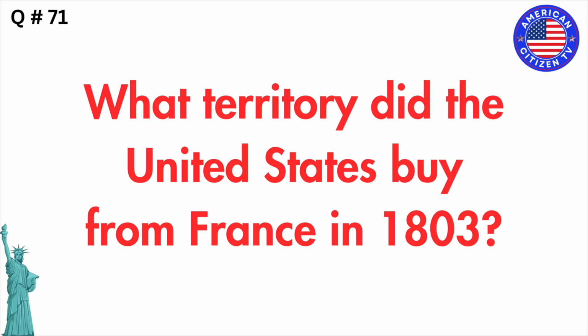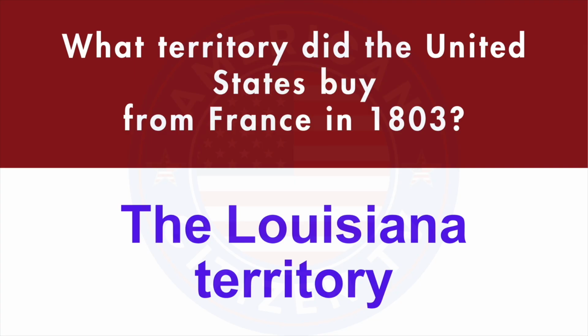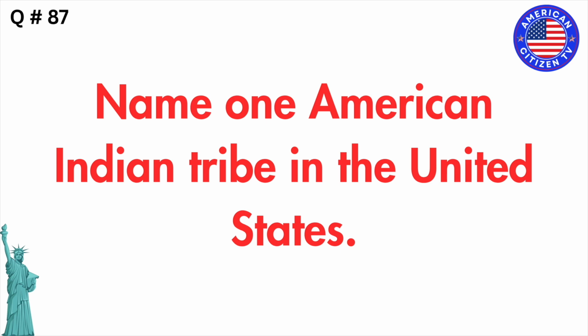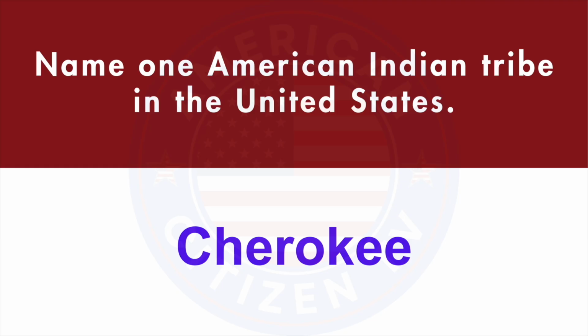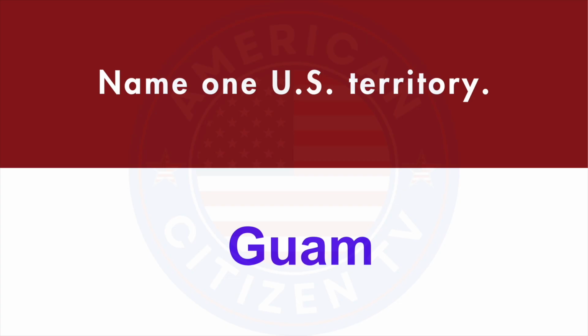What territory did the United States buy from France in 1803? The Louisiana Territory. Name one American Indian tribe in the United States. Cherokee. Name one U.S. territory. Guam.